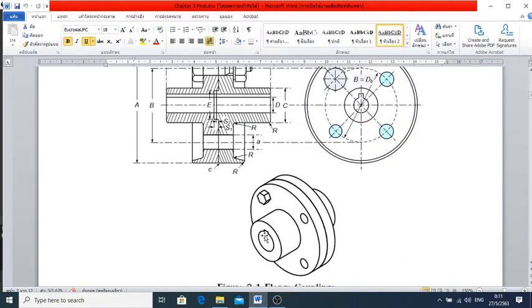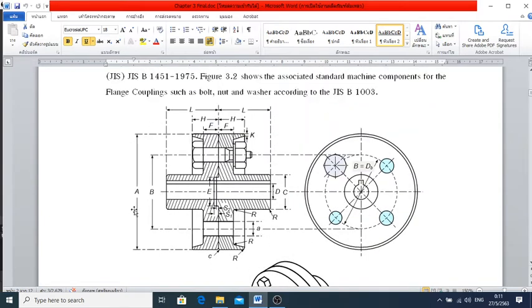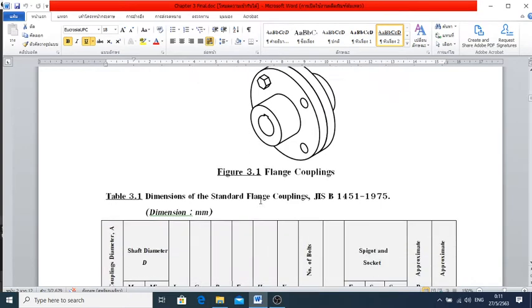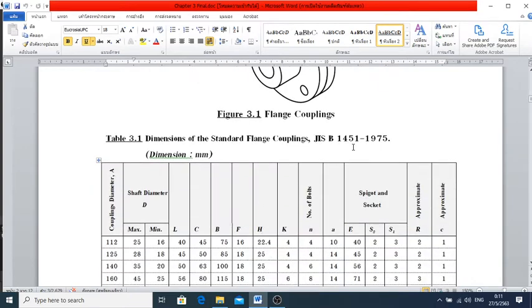So you may figure out all the dimensions appearing in here, for example, A, B, C, D, E, F, H, and L respectively. The dimensions appearing here are in terms of the ISO, or the Japanese Industrial Standard, JIS, things like that. So let's see one by one.